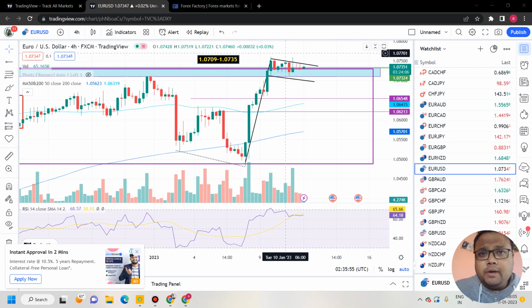Whatever you do, follow proper risk management. This is my analysis. I can be wrong as well. So do not gamble with your hard-earned money.